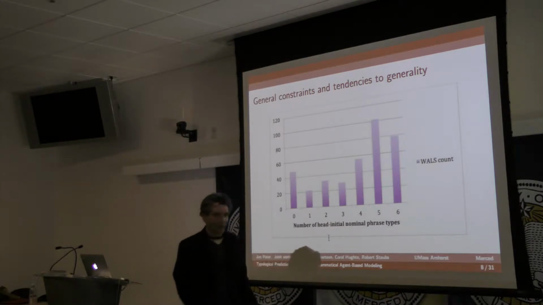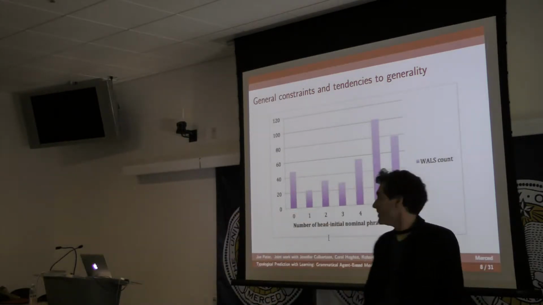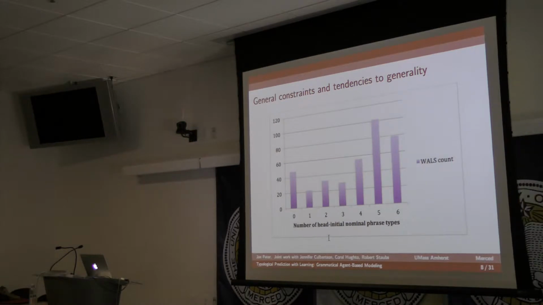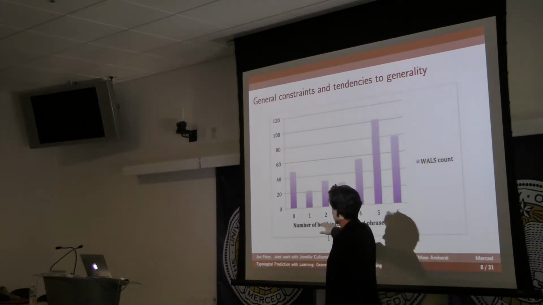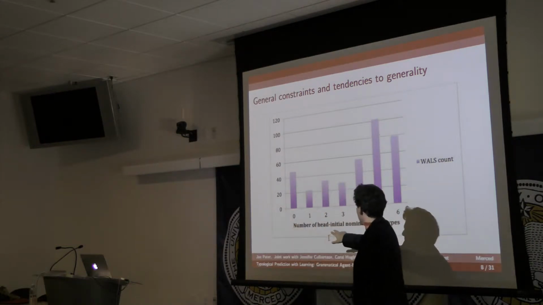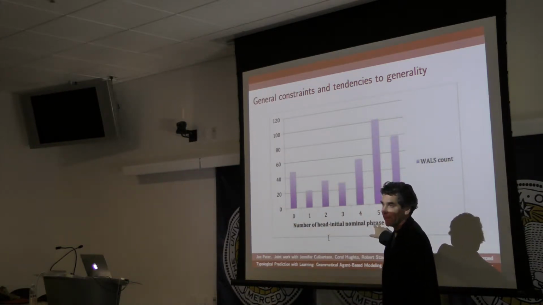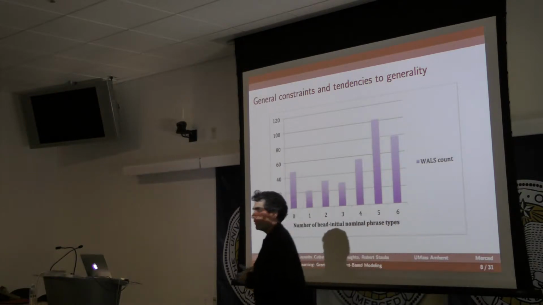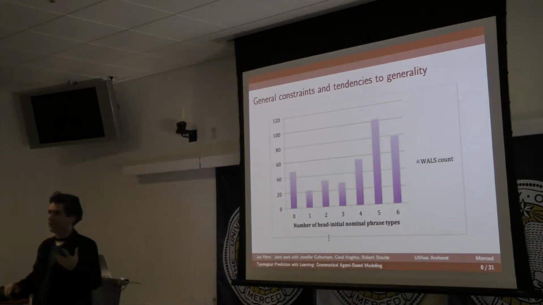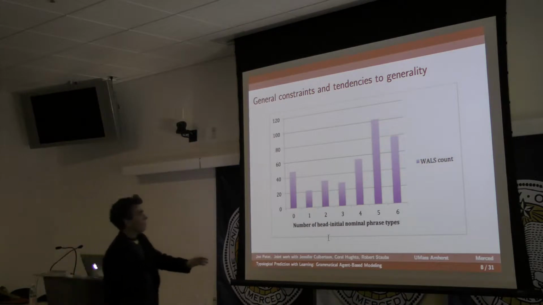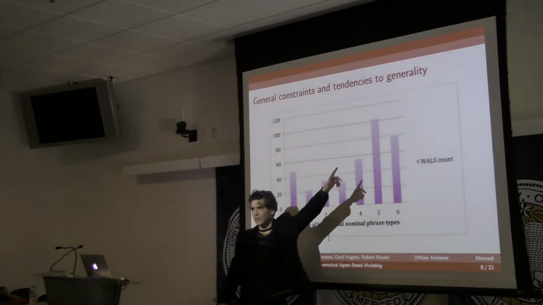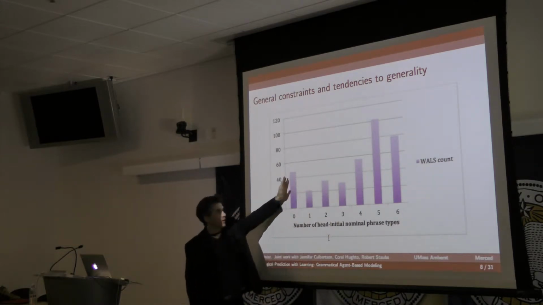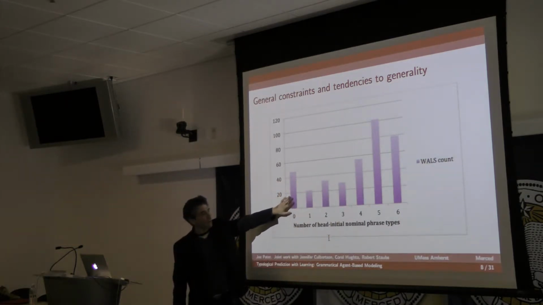So here are some data. These are counts of languages from the WALS database. This shows you the number of head initial nominal phrase types, so noun adjective, noun relative, noun determiner, and a few others. And you'll notice that this distribution is kind of U-shaped, right? You've got a fair number of languages in which all of the phrase types are head final.